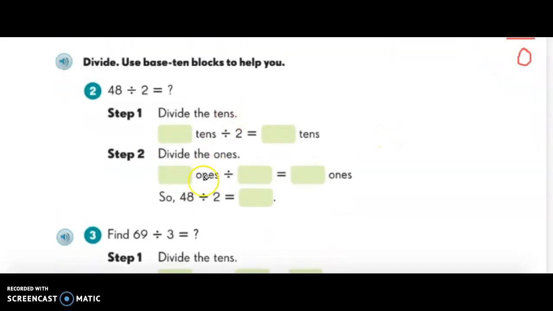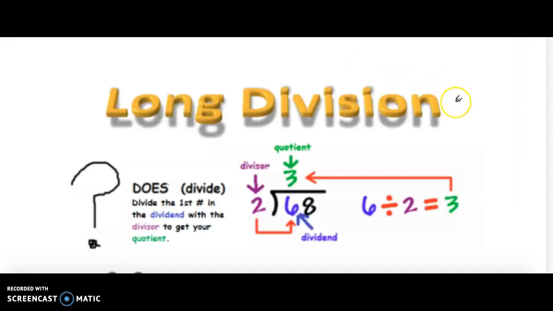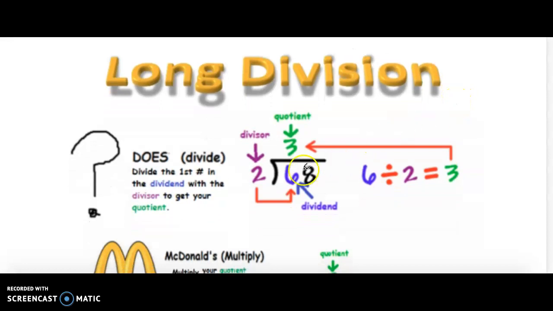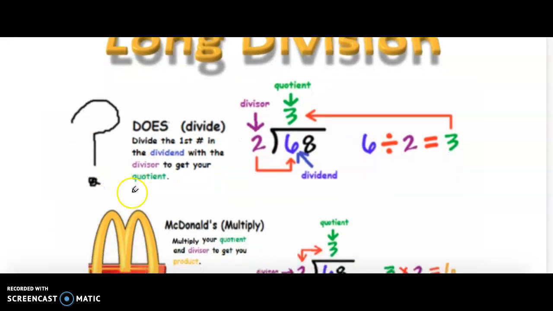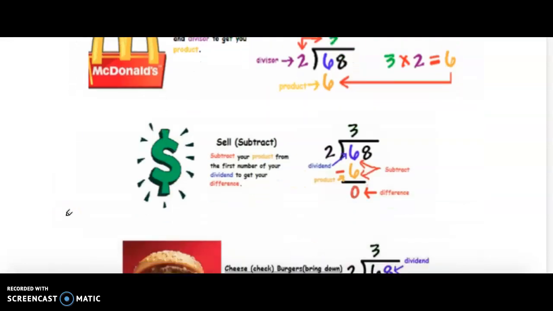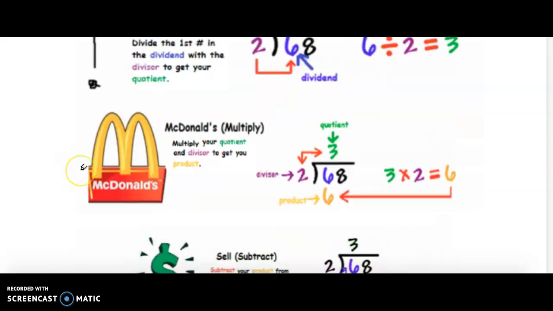Alright, so we're going to ignore these steps here and just walk through it. Okay, so we have 48 divided by 2. Now, before we solve this one, I want to take you to the next slide so I can show you all of our steps that we're going to follow, and this is a great way to remember it. So, doing long division, I like to use this to remember. So, does McDonald's sell cheeseburgers?